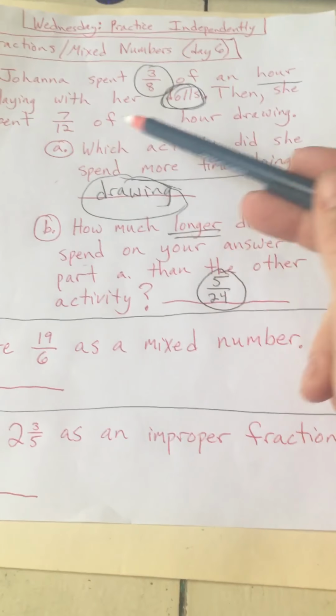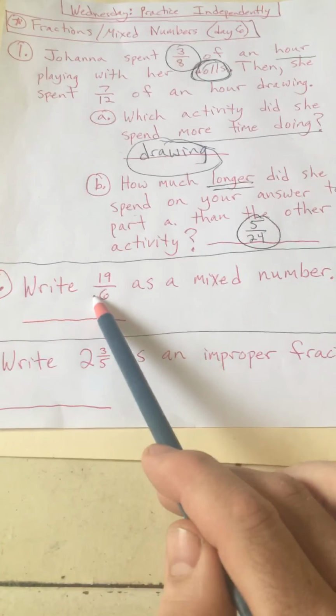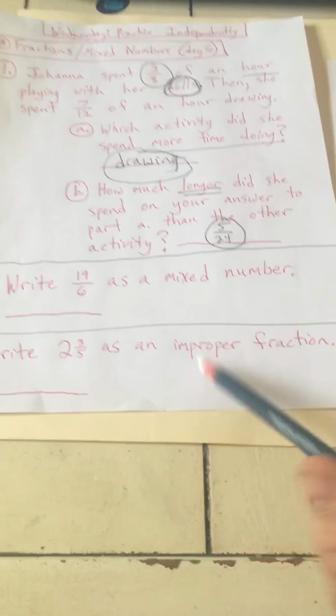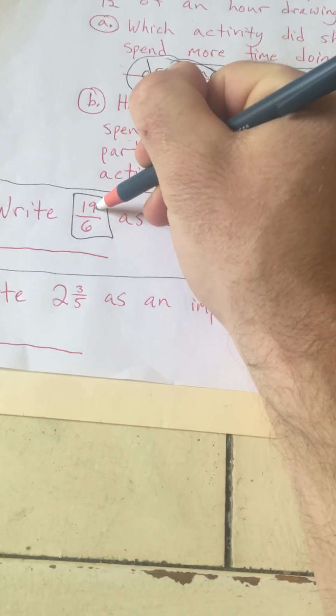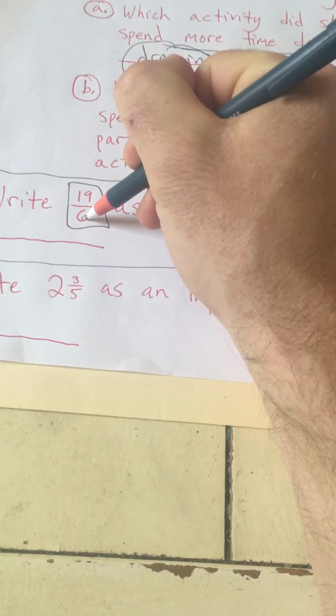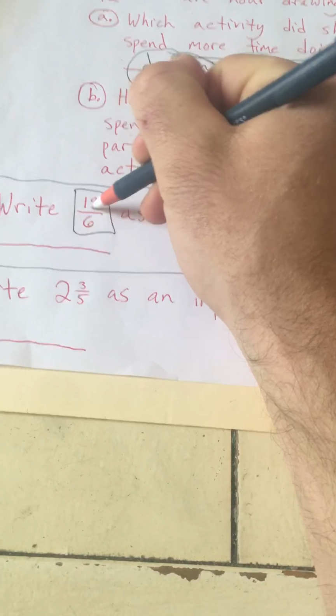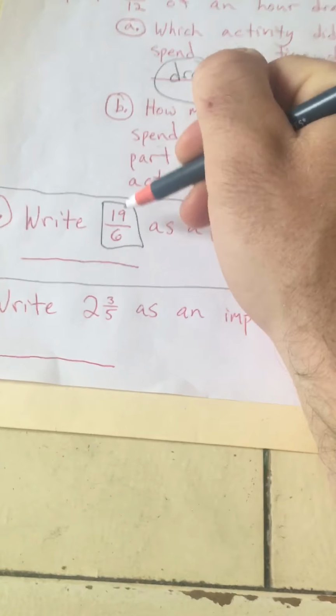All right. So now I'm gonna flip over to the back. I started some models just to make this a little faster. We're already at 10 minutes in the video. So here's number 2. It says write 19/6 as a mixed number. So this is an improper fraction because the numerator is 19 and that's bigger than the denominator, which is 6. So 6/6 would be 1. So 19/6 is a lot more than 1.